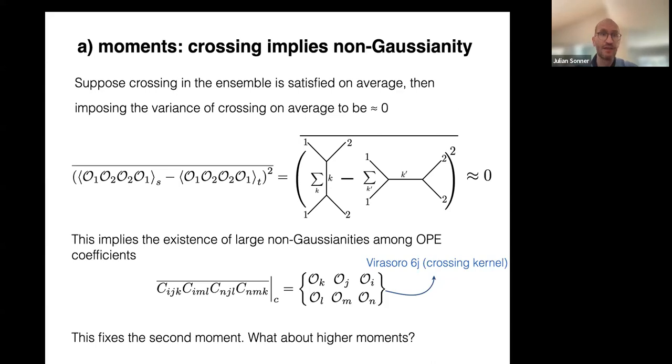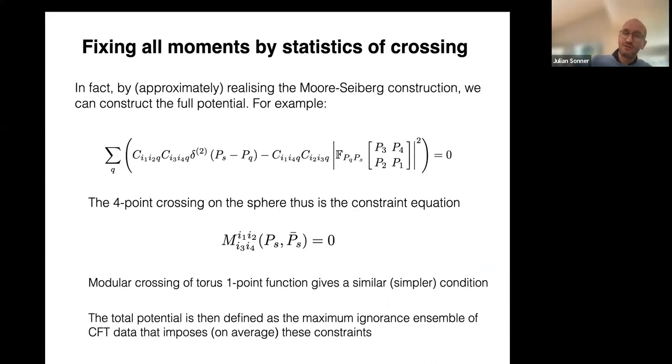Okay, right. Now, fixing all moments actually can be done in one fell swoop if you want, by instead thinking directly about the statistics of the crossing equation. And maybe I will try to explain this carefully. This will be the last thing I explain technically, and then I can give some summary and outlook. So technically speaking, what we're doing is that we're approximately implementing what's known as the Moore-Seiberg construction. But let me actually just explain what I mean by this as I go on.